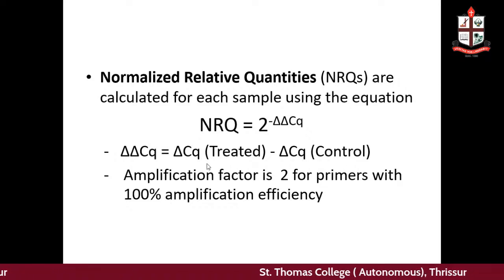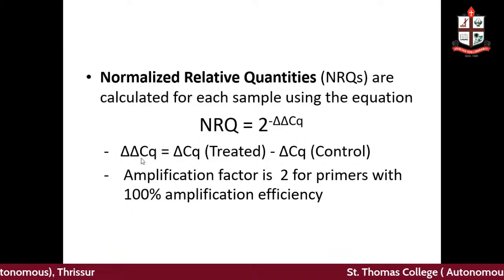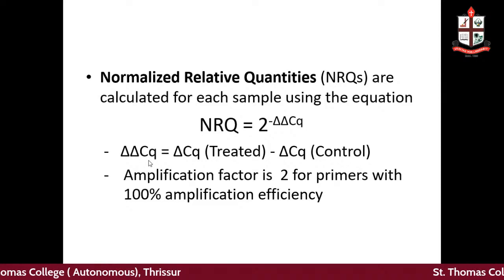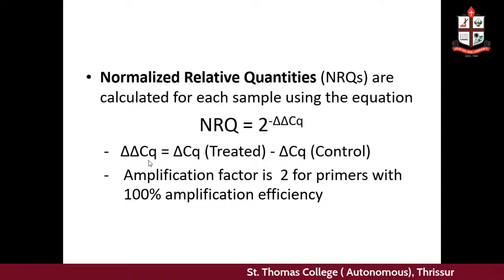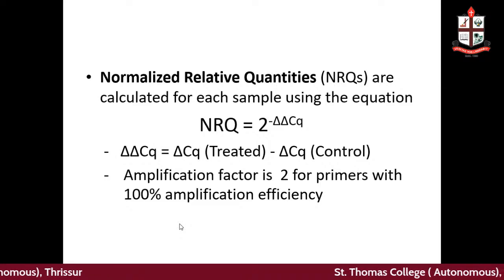Now for calculating the relative value, that is the value in treated compared to control, we do delta delta CQ. So delta delta CQ involves delta CQ treated minus delta CQ control. So that will give you delta delta CQ, and delta delta CQ is the normalized relative quantity in treated compared to control. So this is how in relative quantification the relative gene expression in the treated is calculated compared to control.